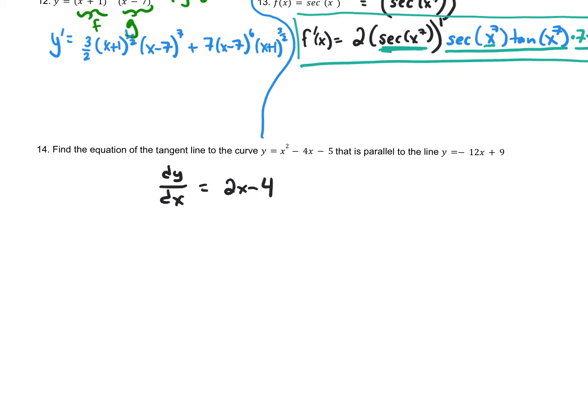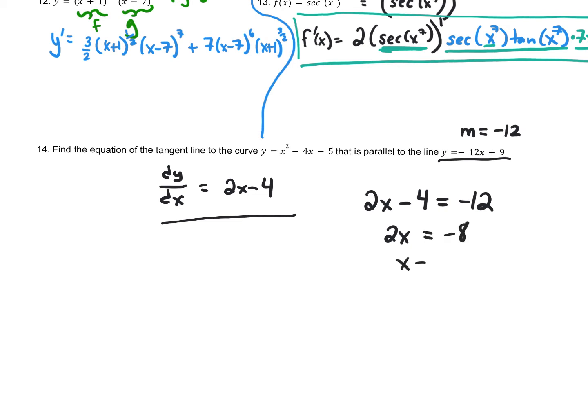Now this one's a little different because what we usually do is we'd find the slope and plug it in and all that stuff. But we want it to be parallel to this line. Now the slope of this line is negative 12 because in mx plus b, the number in front of x is always your slope. Well, since this derivative is giving me the slope, I can figure out what x value this is going to occur at. So 2x minus 4 equals negative 12. So what I can do is figure out what that x value is. That's going to give me 2x equals negative 8 and x equals negative 4.